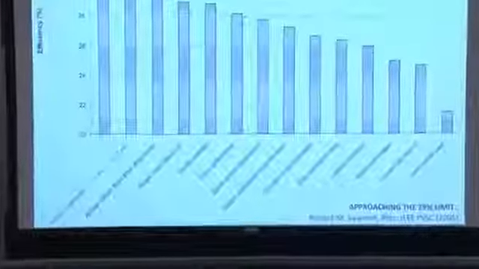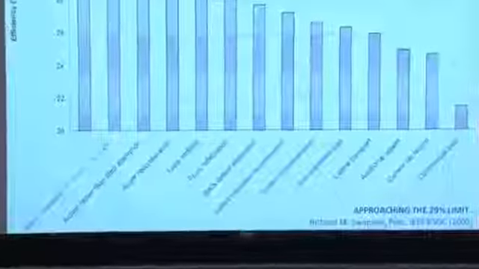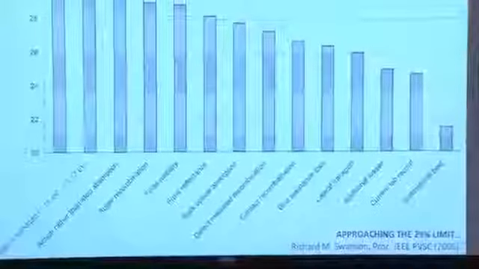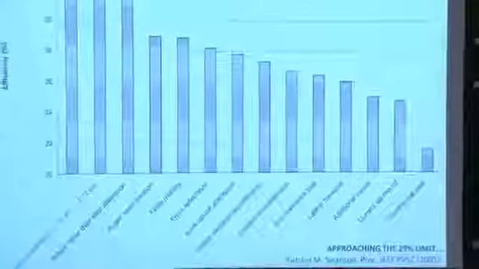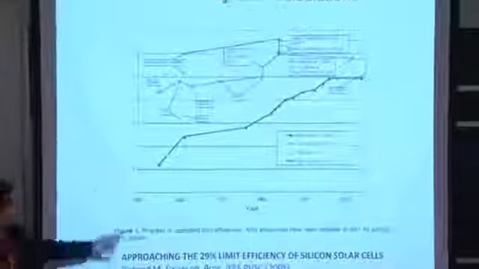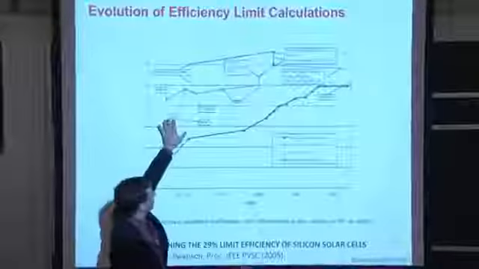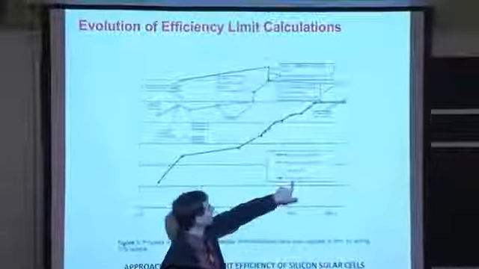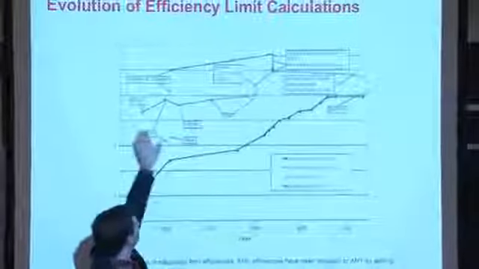This was an invited talk by Dick Swanson, the founder of SunPower, a former professor at Stanford, who pulled this together. A very nice presentation. He speaks with authority because SunPower produces a high efficiency crystalline silicon solar cell device commercially. And interestingly, right here, this is the thermodynamic limit and the calculated limit efficiency versus time.